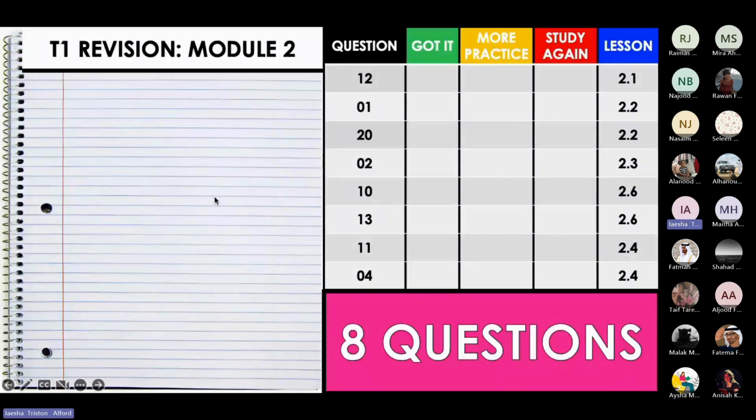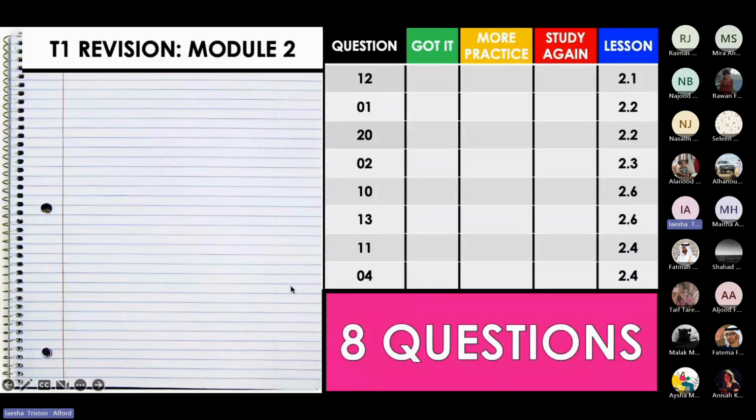If you have the workbook for Module 2 for multiple choice, go ahead and take it out. If you do not have the workbook, grab your notebook or a piece of paper. Put a title at the top. We're doing Term 1 revision about Module 2.